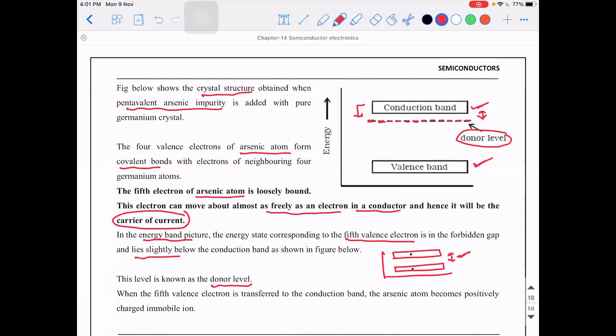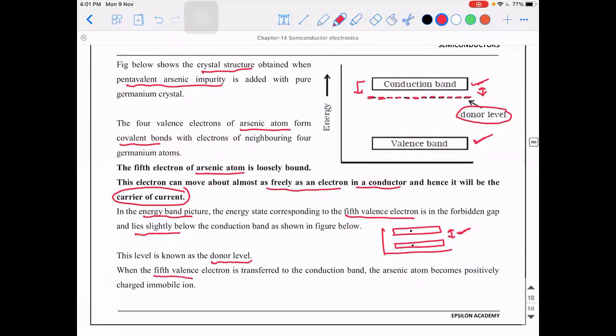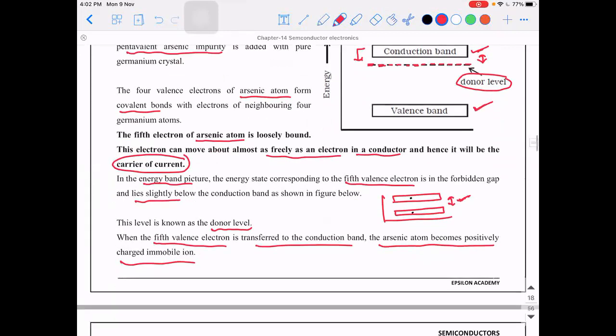Yes, sir. So this level is called the donor level. What happens is, it is the fifth valence electron of the arsenic. Remember, when the fifth valence electron is transferred to the conduction band, the arsenic atom obviously becomes a positively charged immobile ion. It is immobile because the remaining 4 electrons are participating in the bonding. The ion as a whole cannot move. Guys, are you able to understand?